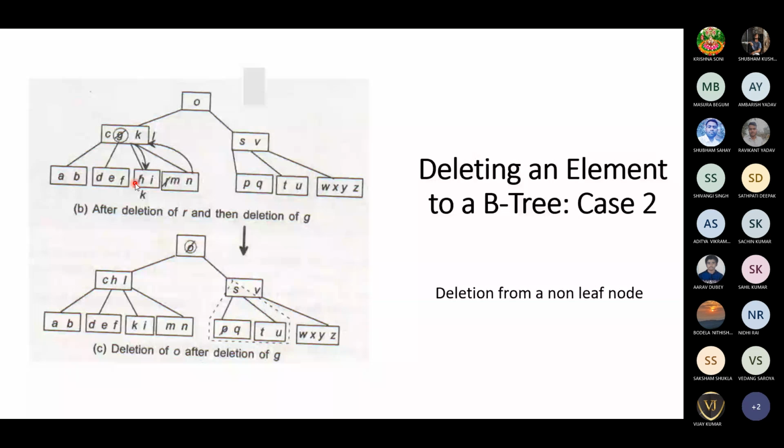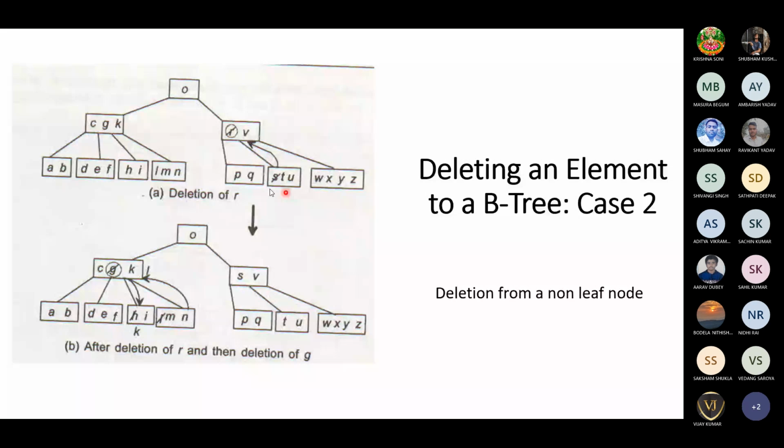I repeat the case, so pay attention one more time. When you are removing a node which is a non-leaf node, deletion of R in this case will make the right subtree's leftmost child its parent. It will be replaced. S will be replaced here. Is this clear? The first step is clear.